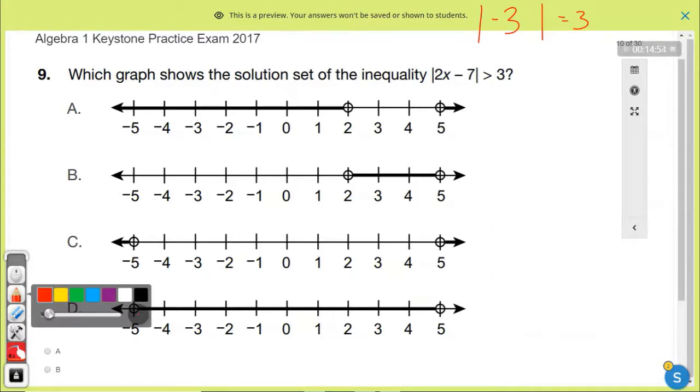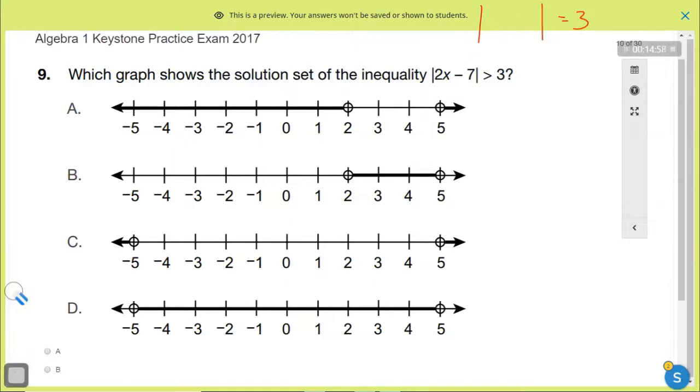Therefore, what's inside my absolute value to make this true, if I go back to what was originally inside my absolute value, 2x minus 7, if this equation up here is going to be true, then this 2x minus 7 needs to either equal 3, or this 2x minus 7 needs to equal negative 3. Either of those would make this equation true at this point. All right? But now I'm dealing with an inequality.